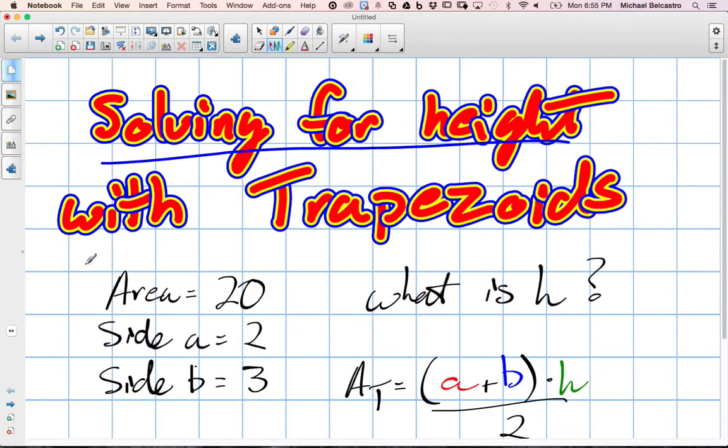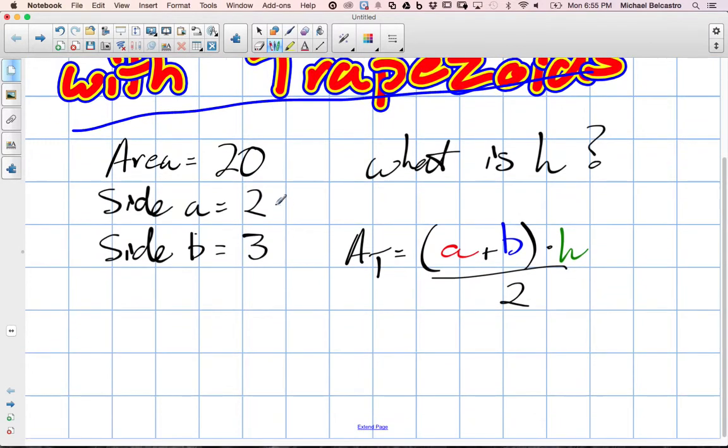Right, we're going to solve for the height with a trapezoid. And we're going to use how to manipulate an equation to do this. Now, they don't typically teach this in like grade 7, but it's good to know this stuff.